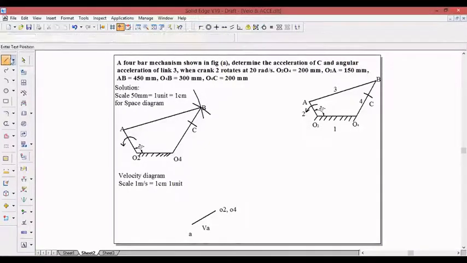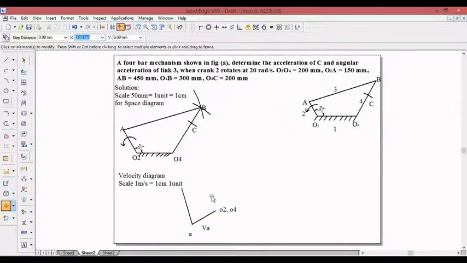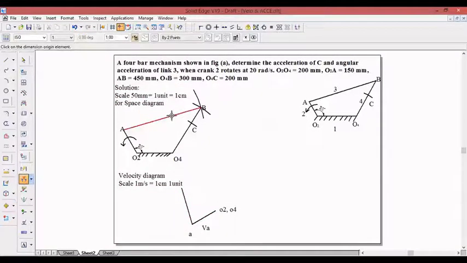Now, the velocity of point B with respect to A will be perpendicular to this link. We don't know the magnitude, but the direction will be perpendicular to this link. So let us draw a perpendicular line of certain length from this VA end point. Okay, from this end point, we need to draw a line which is perpendicular to this VA.